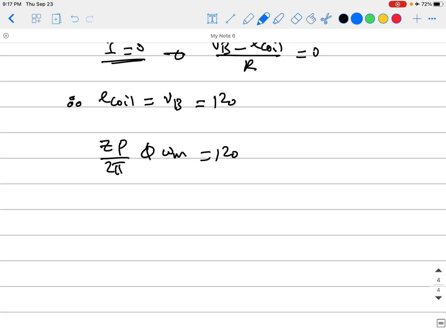Z, guys, is the number of conductors. How many conductors do we have here? Just 2. We have just one loop, and this loop has 2 conductors, like we said before multiple times. And P is the number of poles. How many poles do we have here? We have 2, just a north pole and a south pole.